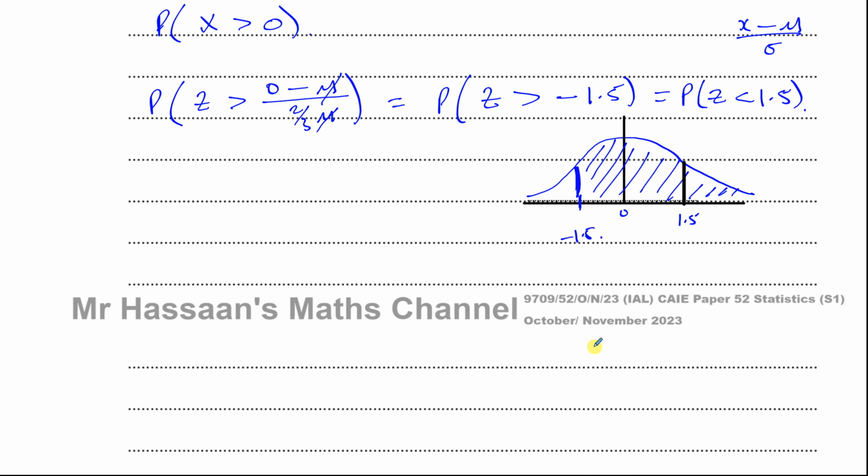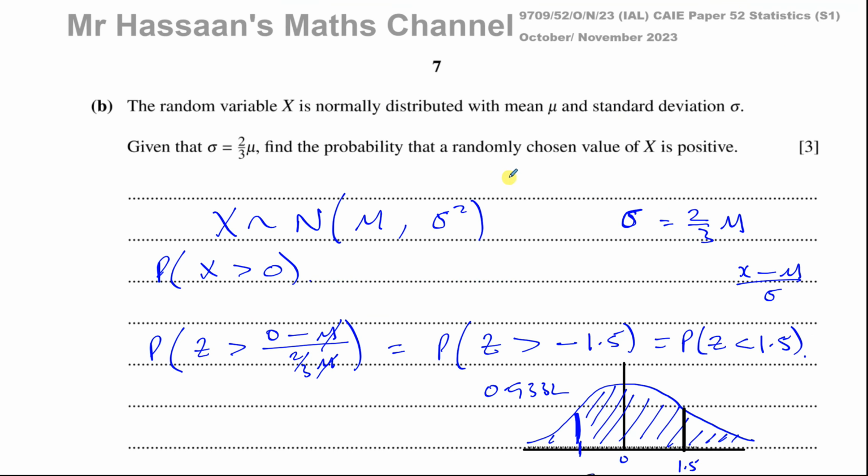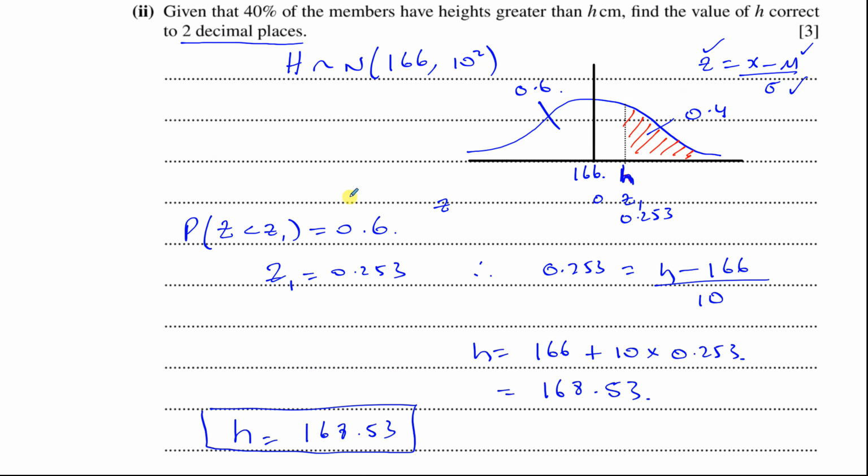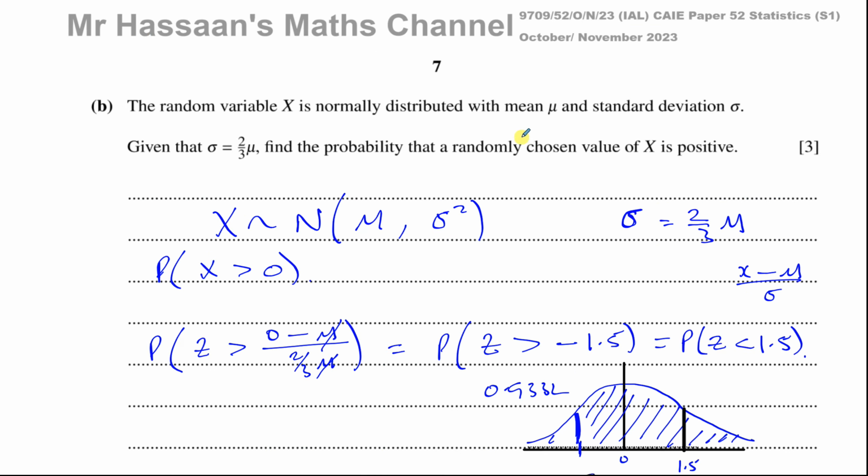Okay, so the answer to this question is that the probability that X is greater than 0 is equal to 0.933. We'll write it to 3SF. We know that this area here is 0.9332, so we'll keep it to 3SF. And there's the answer. Does it say 3SF? It doesn't say anything, so we leave it to 3SF. Okay, so there's the answer to part B. And that concludes this normal distribution question here from this paper.